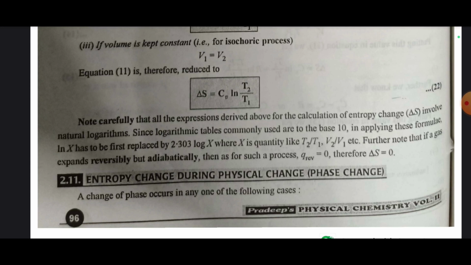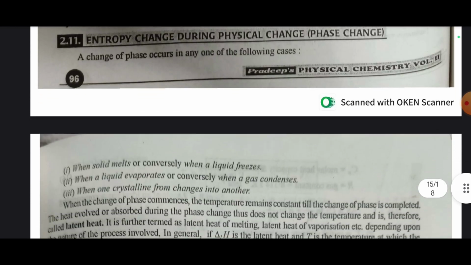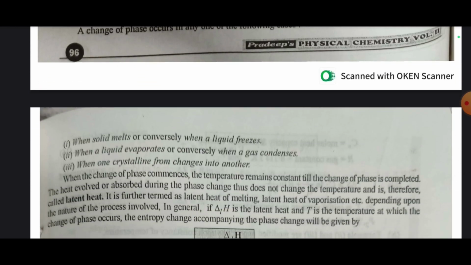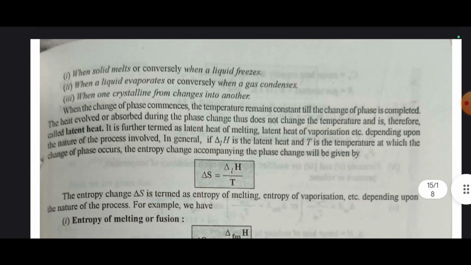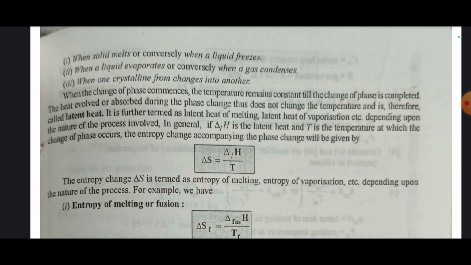Entropy change during physical change, that is phase change. A change of phase occurs in any one of the following cases. First, when solid melts, or conversely when a liquid freezes. Second, when a liquid evaporates, or conversely when a gas condenses. Third, when one crystalline form changes into another. When the change of phase commences, the temperature remains constant till the change of phase is completed.